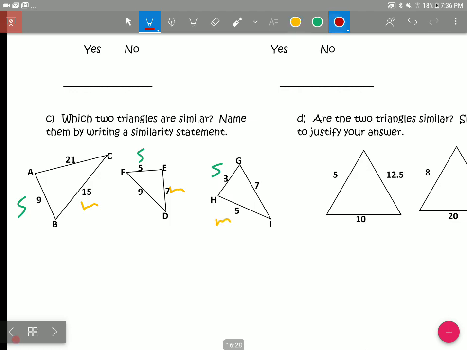Middle. Large. So we're going to look for similar sides. Let's check these two. That's 9 over 5. For the small one, that would be 21 over 9, which does not reduce down to 9 over 5. So I can already tell you the first two are out. Let's try the first and the third.